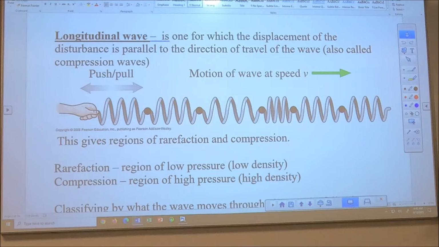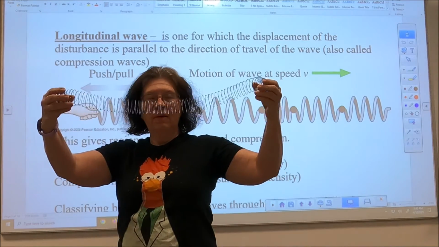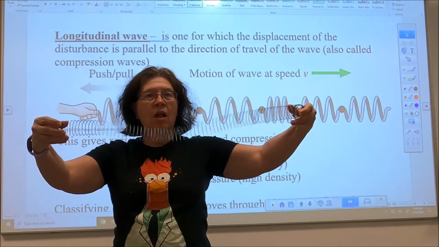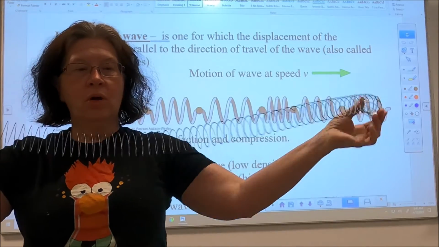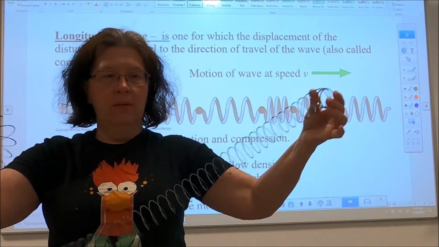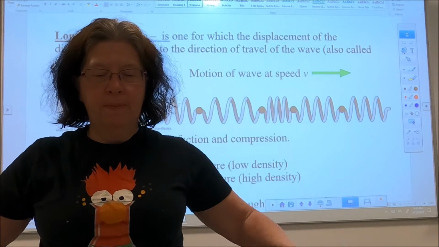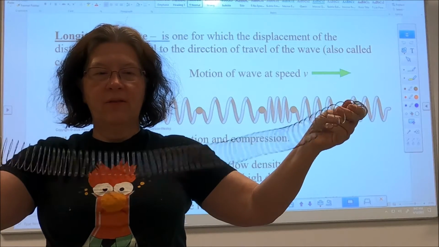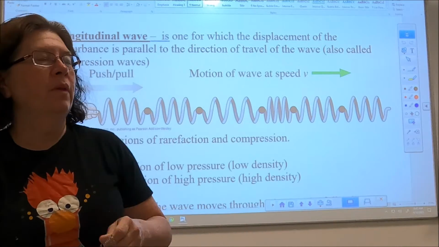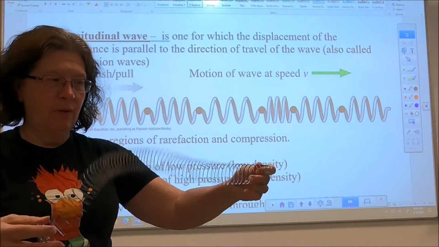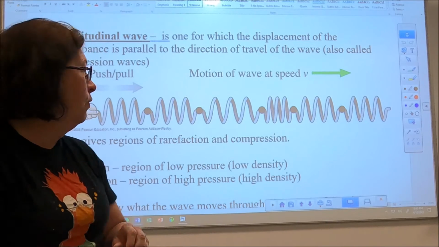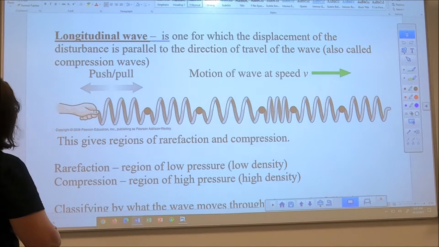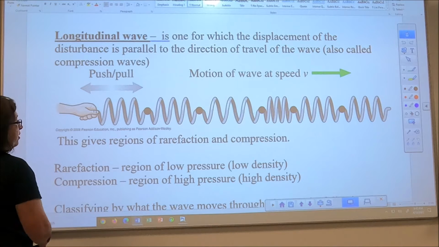Okay guys, got a slinky. Okay, now a transverse wave goes like this, okay? A longitudinal wave will go back and forth. Let me stop it, okay? So you can see the pieces of the slinky going back and forth. So transverse, up and down, longitudinal, back and forth. Now, when you have a longitudinal wave, we talk about rarefaction and compression.